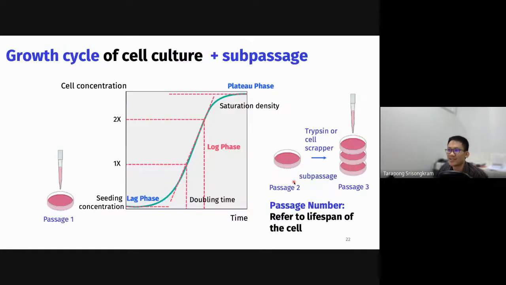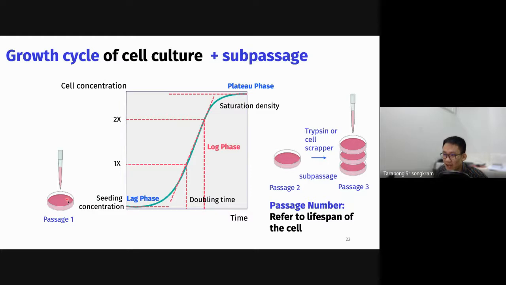Okay, and maybe some of you are curious about what subculture is, and why we need to subculture after the cells have grown fully in the flask. So in this slide, I will show the growth cycle of the cell culture and why we need to do the subculture or subpassage.